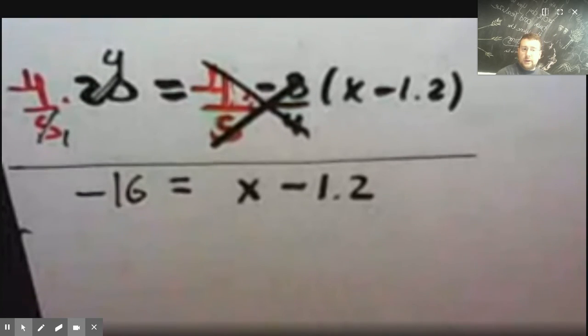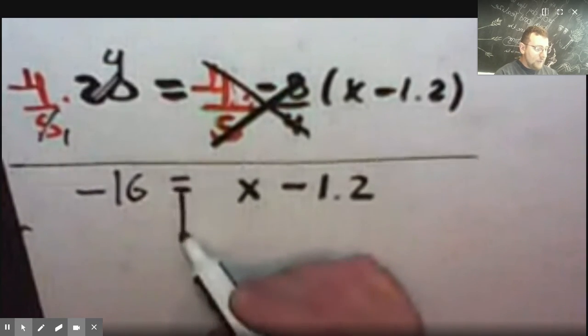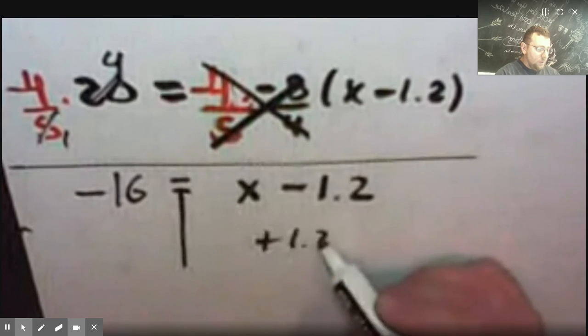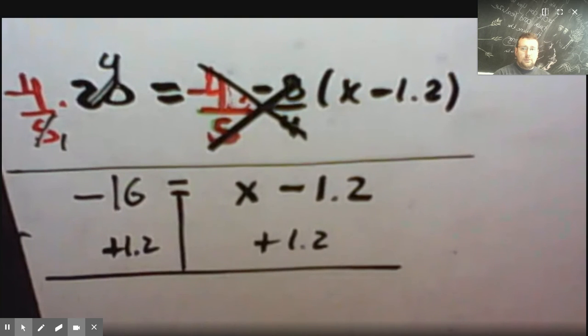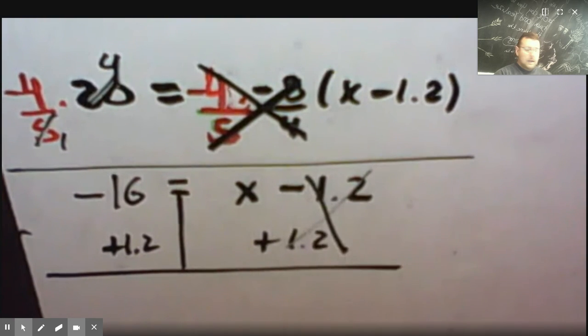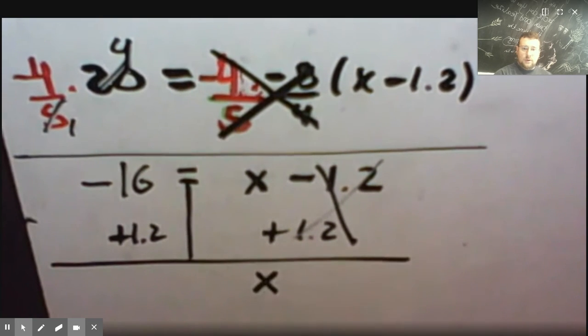All right, so how do we get rid of a 1.2? I don't freak out. It's okay. It's just a decimal. And it's a 1.2, and it's being subtracted. So that means I have to add 1.2 to both sides. That is the opposite of subtracting, right? And so when I do that, these will cancel out. And then I have just x on this side.